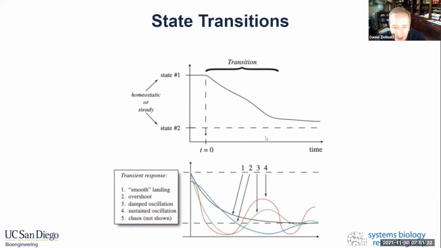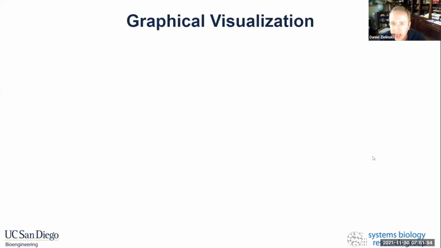You can also analyze state transitions. We're either at steady state, which is where we start, or we might move to a new steady state, and then we can analyze the transition between them in different ways. We could analyze the properties of this transition period based on whether it exhibits certain kinds of oscillations, whether it overshoots, whether it has a damped, smooth landing. So this is another way we can do analysis.